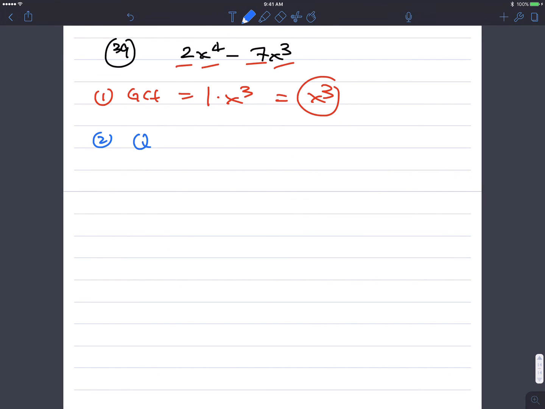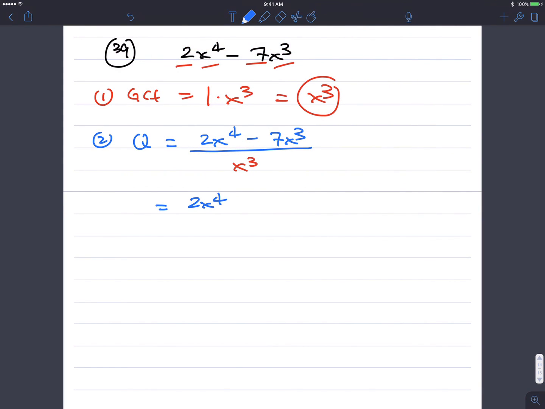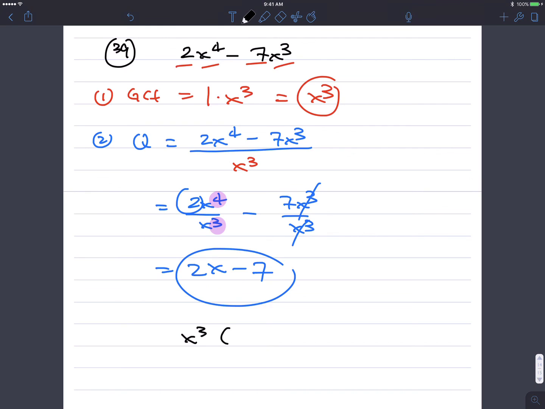Second step, the quotient. 2x to the 4th minus 7x cubed over x cubed. 2x to the 4th over x cubed, 7x cubed over x cubed. Right, the numbers left, 2, x to the 4 minus 3 is just what? X. X cubes are gone. Here's my quotient. Final answer, x cubed times 2x minus 7.